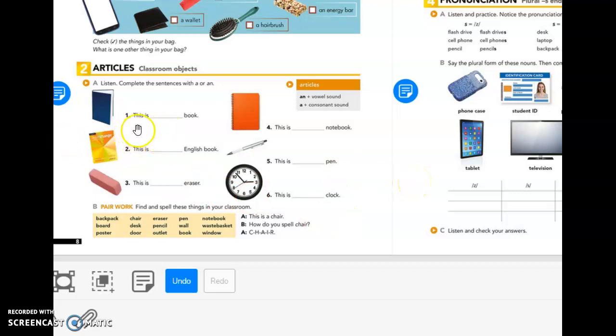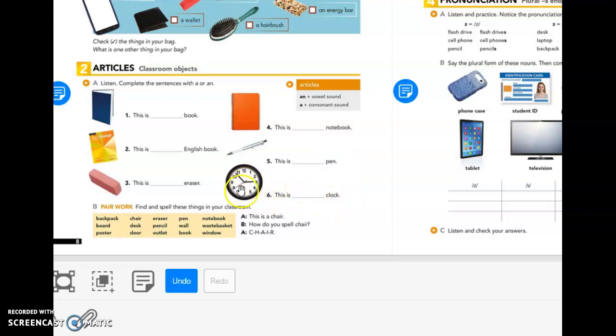Por ejemplo, ¿qué le pondrías aquí? This is an book o a book. ¿Ok? Entonces, completémoslo esto en casa. This is an English book o a English book. This is a eraser o an eraser. This is a notebook o a notebook. Miren, this is a pen and this is a clock.